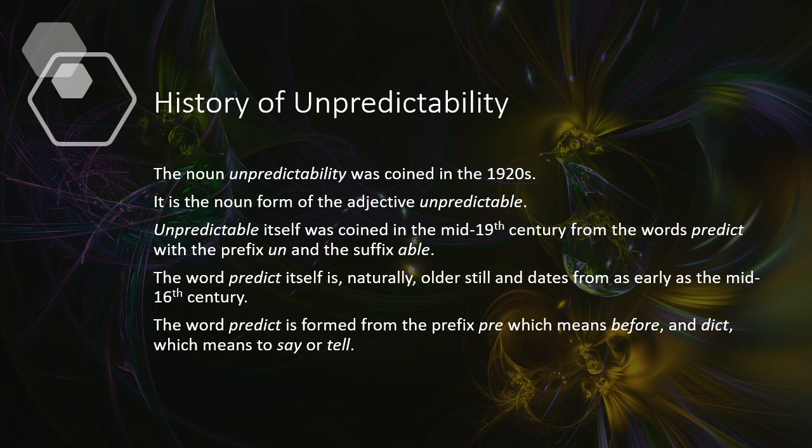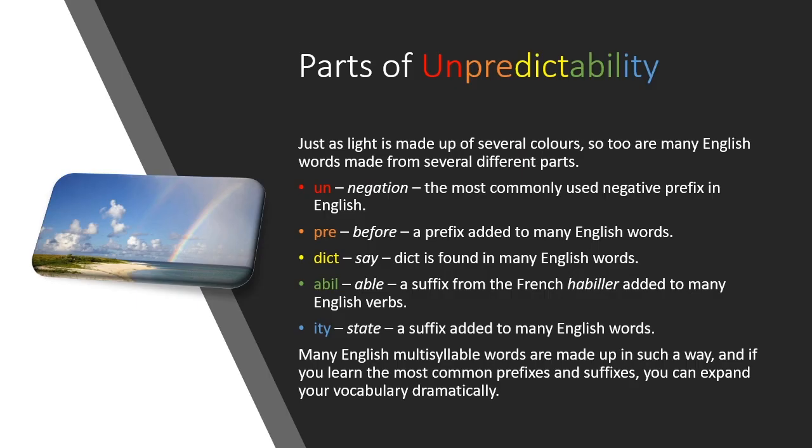The word predict is formed from the prefix pre, which means before, and dict, which means to say or tell. Just as light is made up of several colours, so too are many English words made from several different parts. Un, negation, the most commonly used negative prefix in English. Pre, before, a prefix added to many English words. Dict, say. Dict is found in many English words. Able, a suffix from the French habiller, added to many English verbs. Ity, state, a suffix added to many English words.